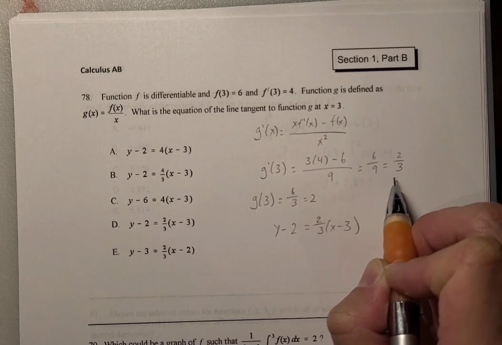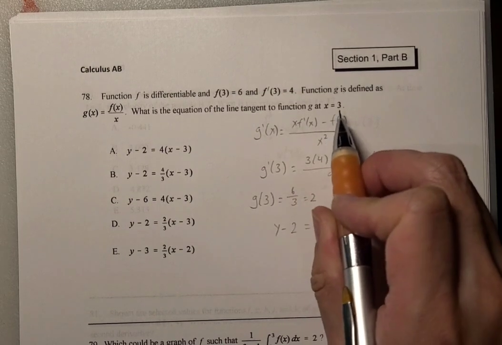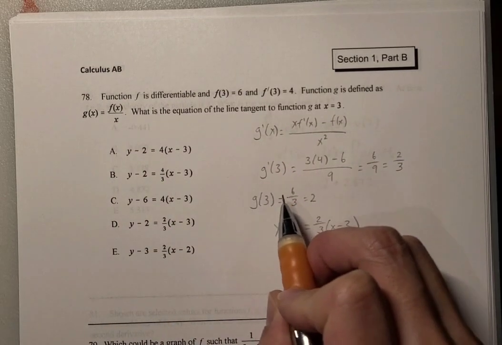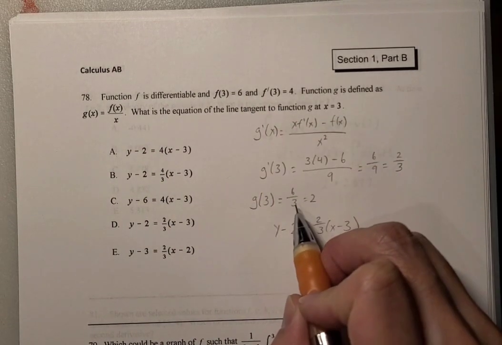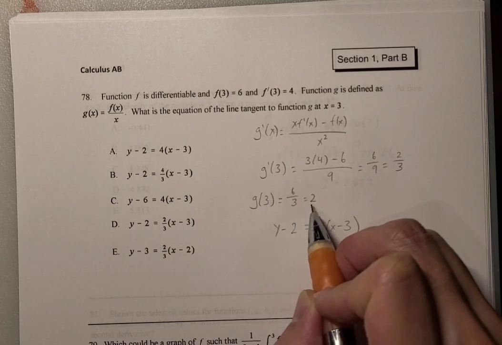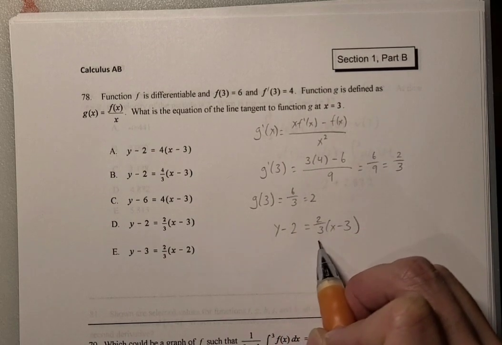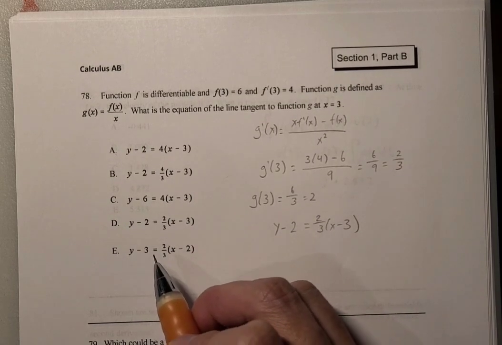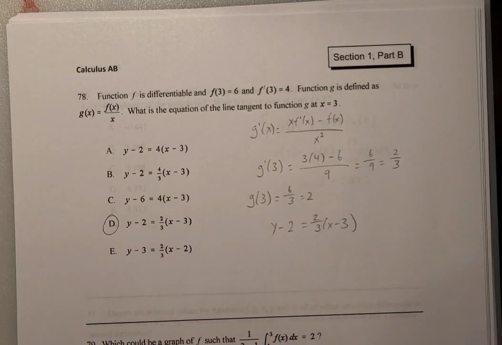That's our slope. We need a point. X is 3. What's the y coordinate? So that's g of 3. So that's just f of 3, which is 6, over x, which is 3, which is 2. So y minus 2 is 2/3 times x minus 3, the point slope form. And that looks like choice D.